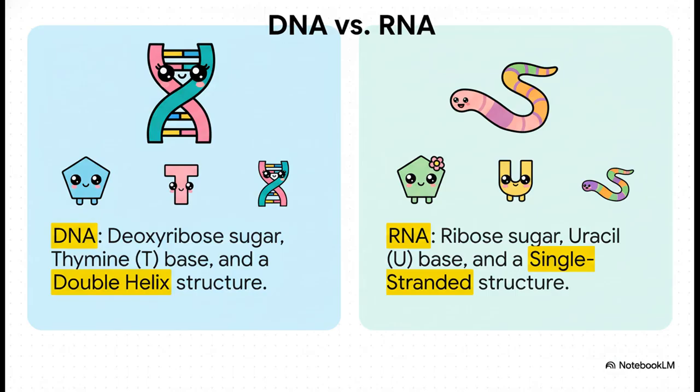First, the sugar. DNA's got deoxyribose, RNA's got ribose. Second, the bases. DNA uses thymine, but RNA swaps that out for a similar base called uracil. So in RNA, A pairs with U. And third, the structure. DNA is that stable double helix, while RNA usually hangs out as a single strand.